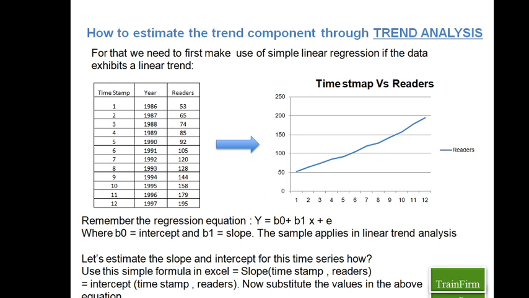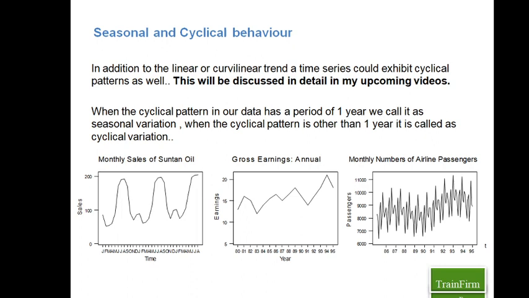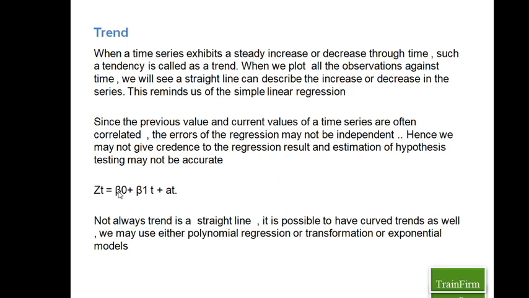As I explained, the equation for a regression analysis is y equals beta naught, which is the intercept, plus b1, which is the slope of the line, multiplied by x, plus e. Correspondingly, in time series, the equation we will follow is Z equals beta naught plus beta 1 t, at the instant t, plus an error component a t. So it can be easily done using an Excel sheet.